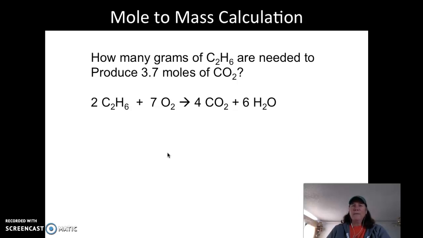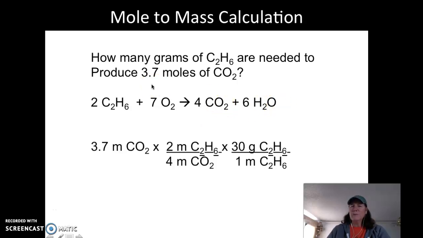How many grams of C2H6 are needed? Again, I'm going to start with my 3.7 moles. Okay, this is a mole. This is one less step. Mole to mass and mass to mole are 2 steps. Mole to mole is 1 step and mass to mass is 3. Okay, so write down what I know. Do my mole ratio. Moles are what I'm trying to get rid of, and moles are what I'm trying to find up here.